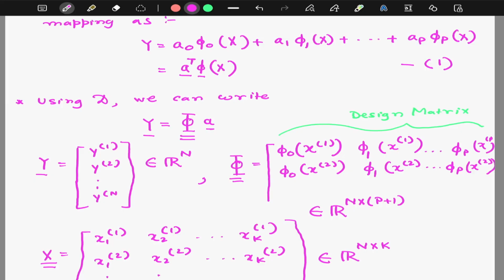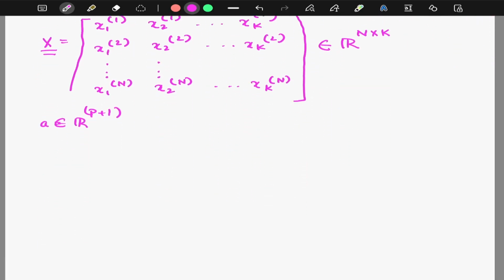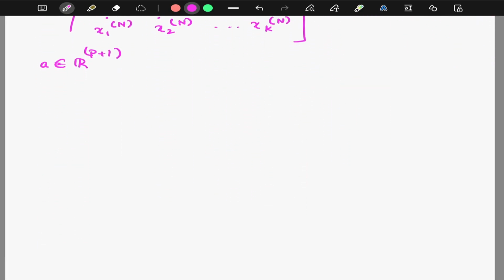Step 1, collecting data. Step 2, selecting or deciding on your model. Step 3, training the model, which means finding A. And step 4 is now deploying and prediction, obviously. Okay. So, we are still now in step 2. Moving ahead to step 3.